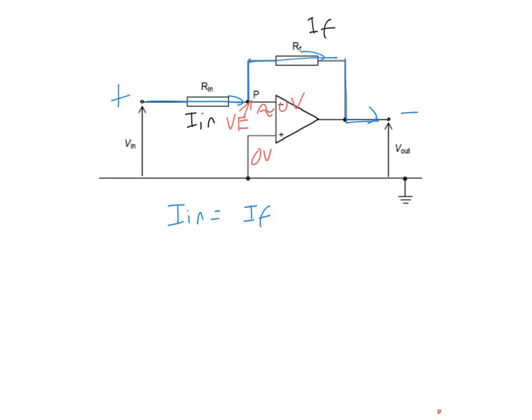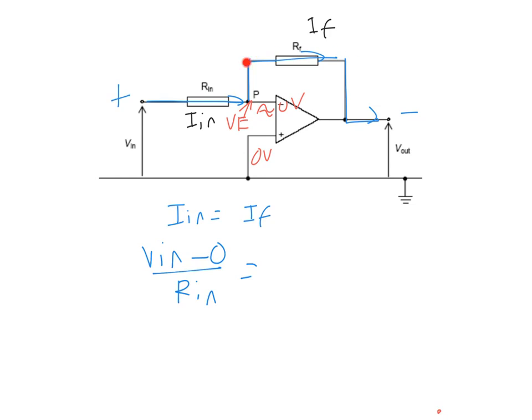Alright, since the current flows from here to here, let's talk about the current here. What's the formula for current? Isn't it PD over resistance? Now what is the PD? You will take this potential minus P, that means V in minus P, or P minus V in. You need to see which potential is higher. If the current flows from here to here, the V in must be higher potential than P, right? So therefore the PD will be V in minus the potential at P, which is virtual earth, so is 0, over the R in.